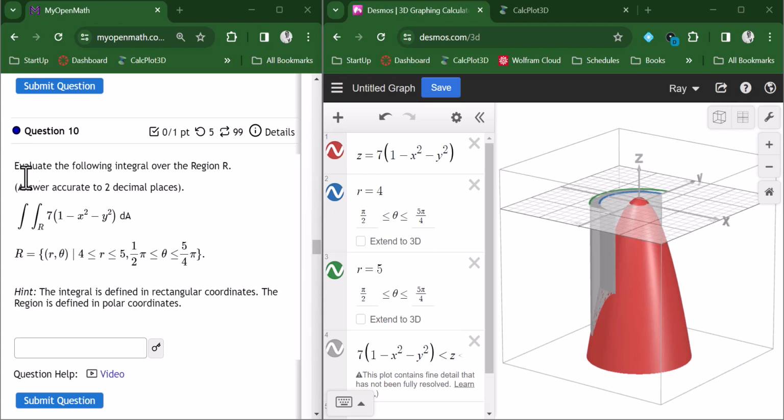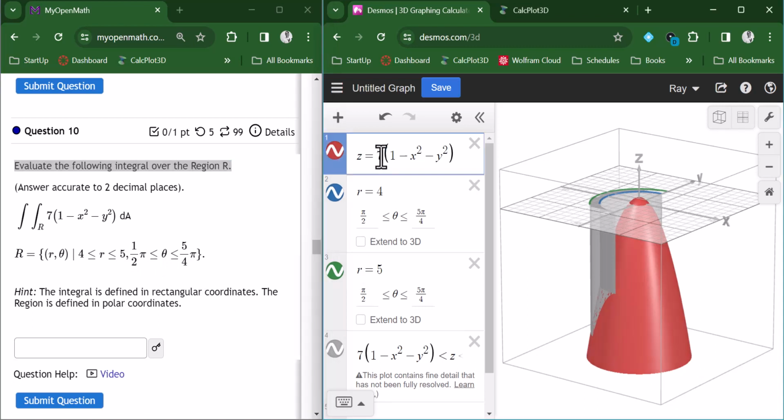This is one of the homework problems and it's asking us to evaluate the integral over the region R. So the integral is 7 times 1 minus x squared minus y squared dA, a double integral over R, where R has polar coordinate r values going from 4 to 5 and theta going from pi over 2 to 5 pi over 4.